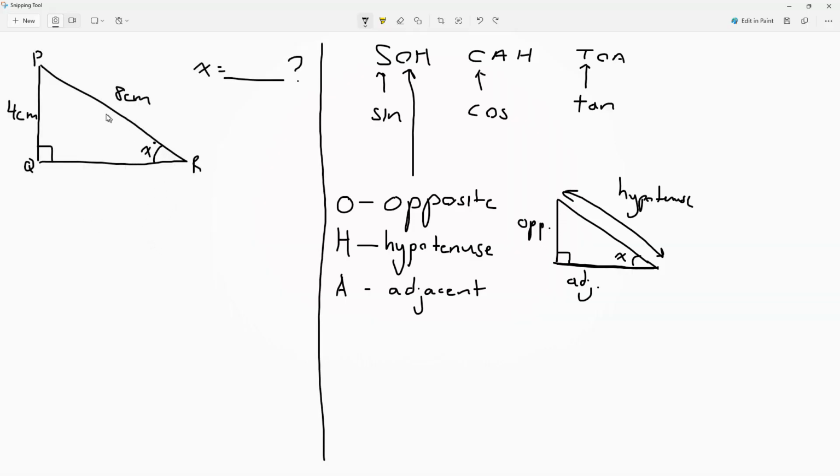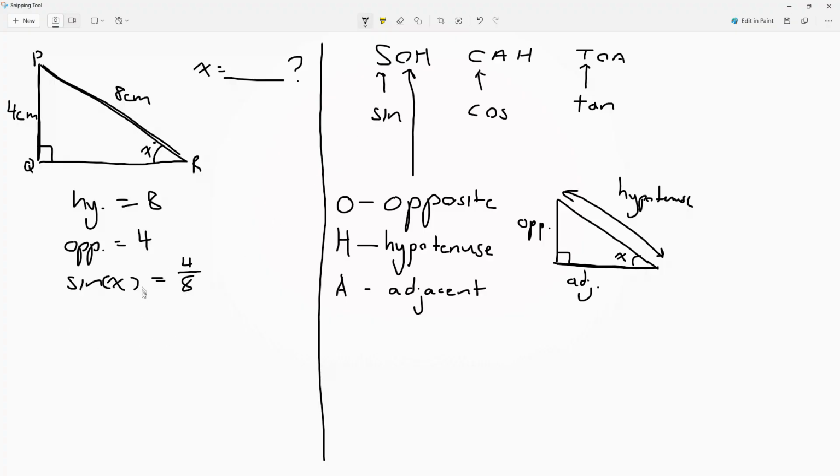In order to solve this question, we know that this slope over here is the hypotenuse, so the hypotenuse is equal to 8. And we know that this is the opposite, so opposite equal to 4. Okay, which of these, SOH, CAH or TOA, consists of hypotenuse and the opposite? So obviously sine consists of opposite and hypotenuse. So what we write here is sine x is equal to opposite over hypotenuse, so it'll be 4 over 8.